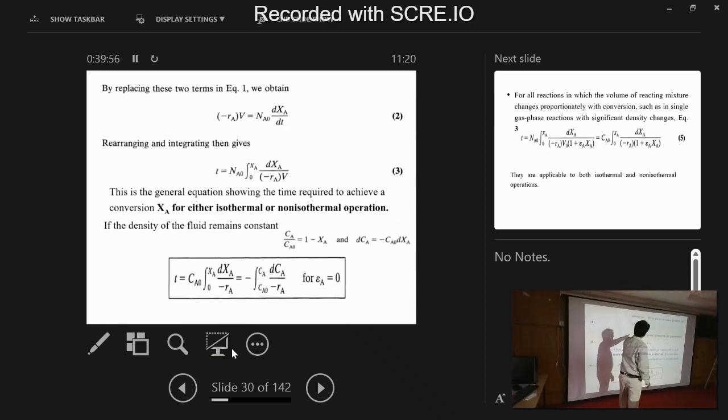So ultimately minus RA into V is equal to NA naught into dX by dt. So this is the batch reactor performance equation: minus RA into V is equal to NA naught into dX by dt. If I just rearrange it and integrate it, I get t is equal to NA naught, integration from 0 to XA, dX by minus RA into V.